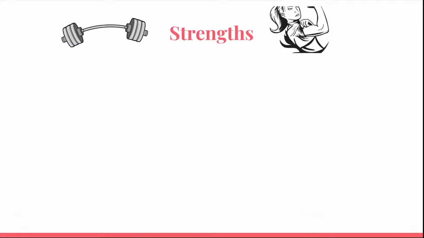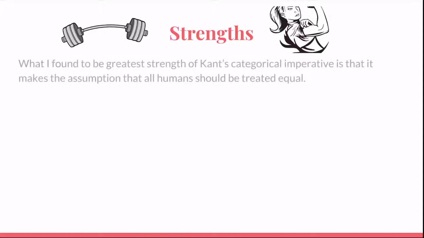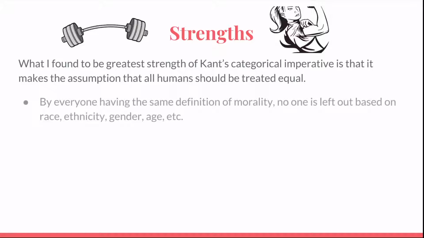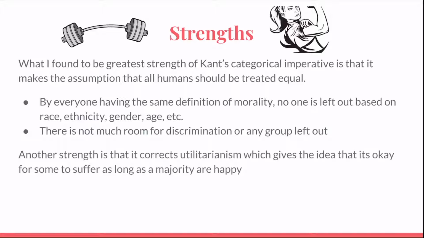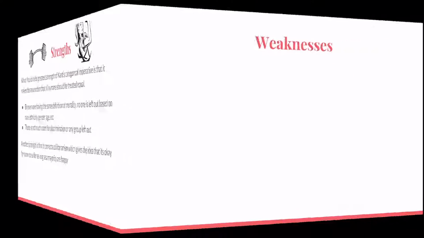Finally, to discuss strengths and weaknesses of Kant's categorical imperative. What I found to be the greatest positive of Kant's categorical imperative is that it has the assumption that all humans should be treated equally. Kant wants all of us to have the same definition of morality. In this case, no one is left out based on race, ethnicity, gender, or age, and there is little room for discrimination. Another strength is that it corrects utilitarian views, which give the idea that it's okay for some to suffer as long as a majority are happy.